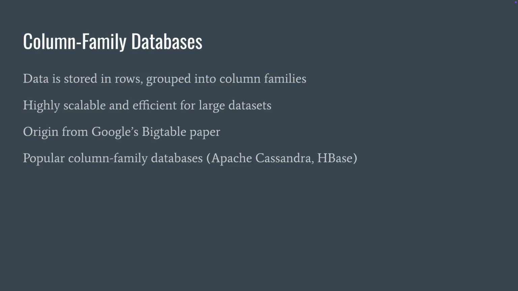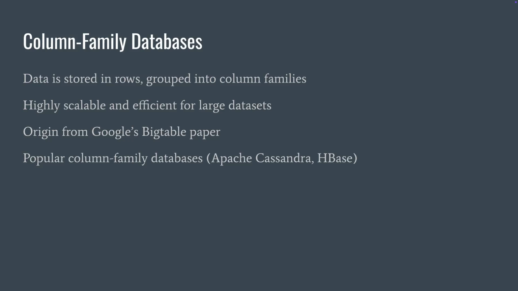Moving on to column family databases. Column family databases, sometimes referred to as wide column stores, store data in a schema that focuses on columns rather than rows. And this concept first came from Google's Big Table paper. And this paper influenced many open source projects like Hadoop, HBase, and Apache Cassandra.